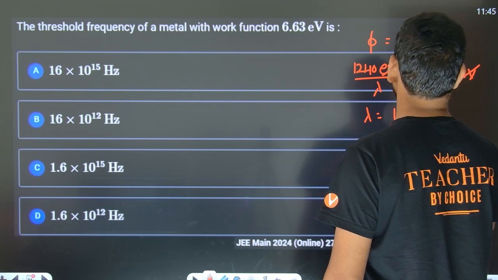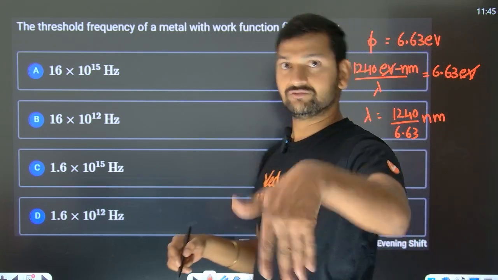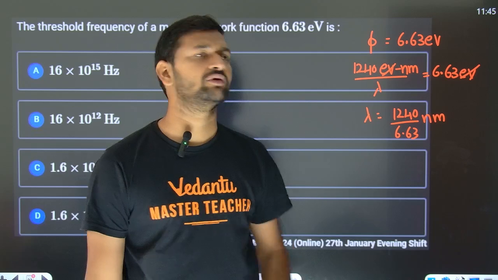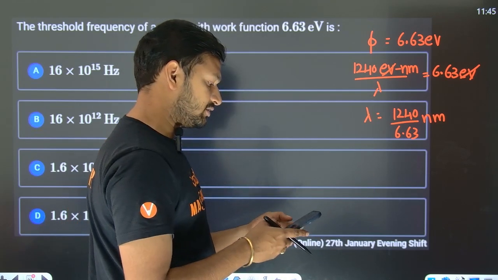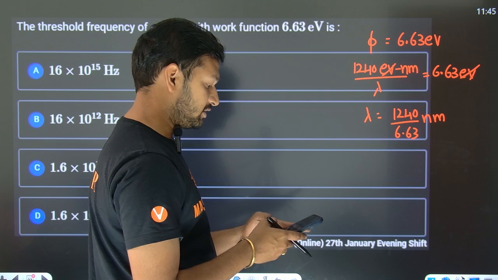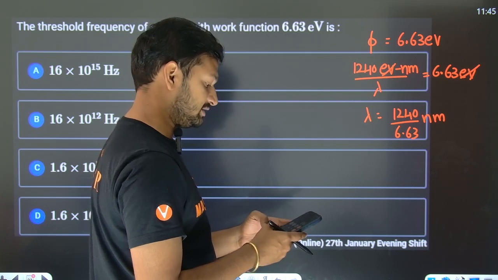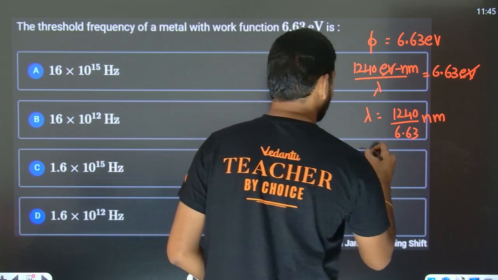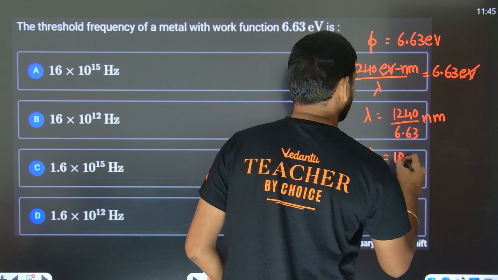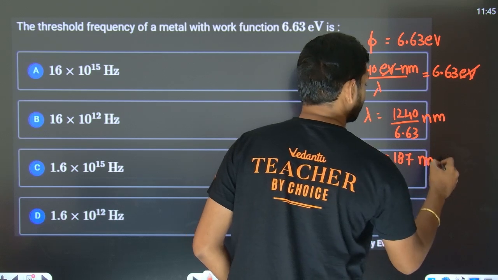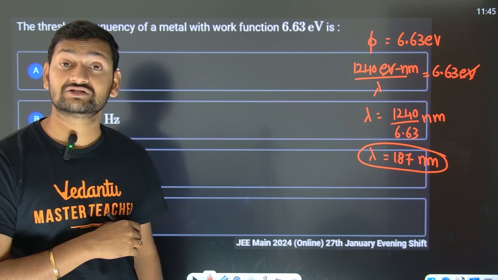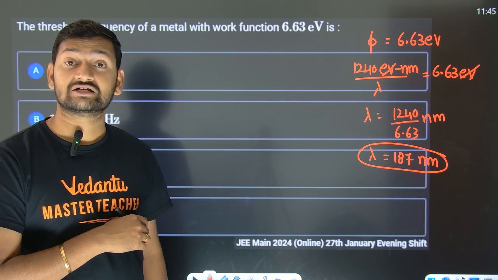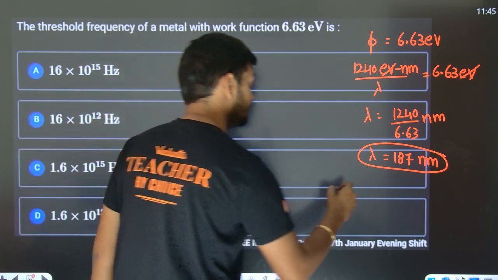Some people might be thinking, sir, why do this much? Don't worry, I'll give you one more way. I'm just giving you in this format. So wavelength is coming out to be how much? 1240 divided by 6.63 gives you 187. So the lambda is around 187 nanometer. But this is not what they asked. They asked for the frequency associated with this one. So the frequency is going to be what?